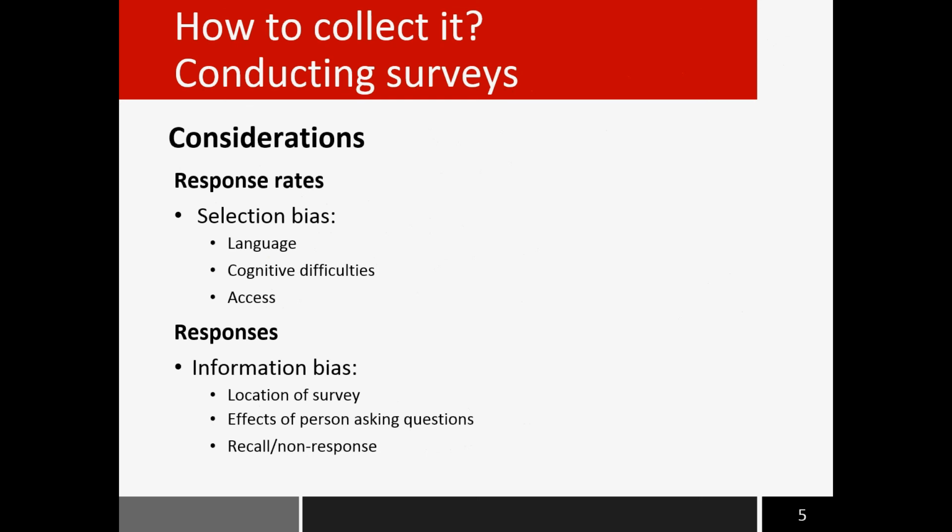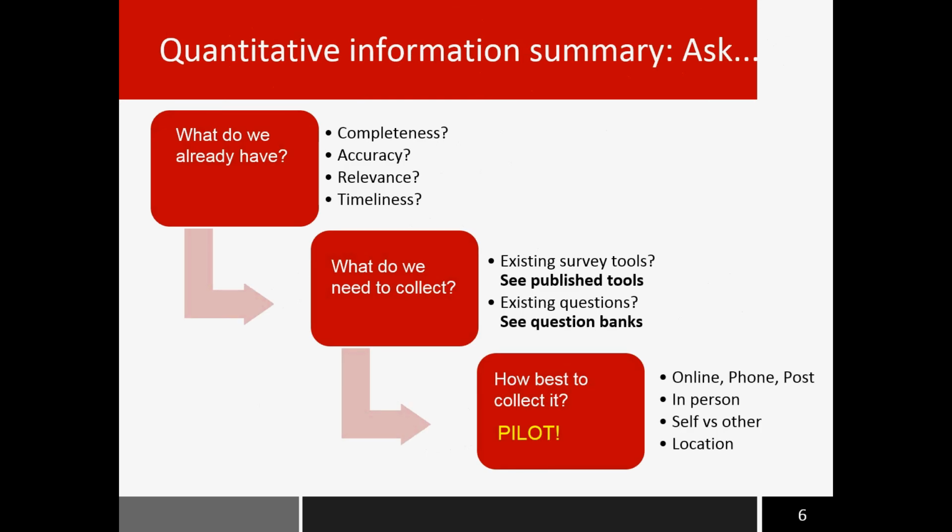Other common sources of bias include recall bias, which results from the differences in the accuracy or completeness of memories of past events or experiences. Another is non-response bias, which results when participants differ in meaningful ways from those people who choose not to take part in the survey. So try asking yourself these 3 key questions in relation to your evaluation, and don't forget to build a pilot into your design.